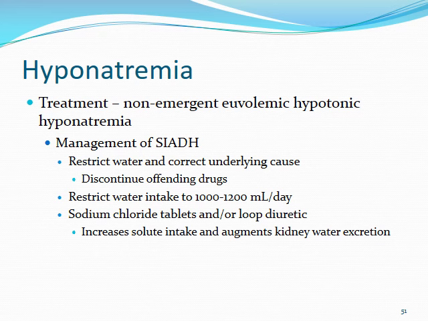Now, if you have non-emergent euvolemic hypotonic hyponatremia, so again, like the management of SIADH, the biggest thing you can do here is not necessarily to give them more sodium, but to help restrict the amount of water they have taken in. This helps to correct the underlying disease. So obviously, if you have some offending agents, some drugs that are causing this, you want to get rid of those if you can. Like in our past situation, we saw carbamazepine might be a causative agent here. And you really got to restrict their water intake to 1,000 to 1,200 mLs per day.